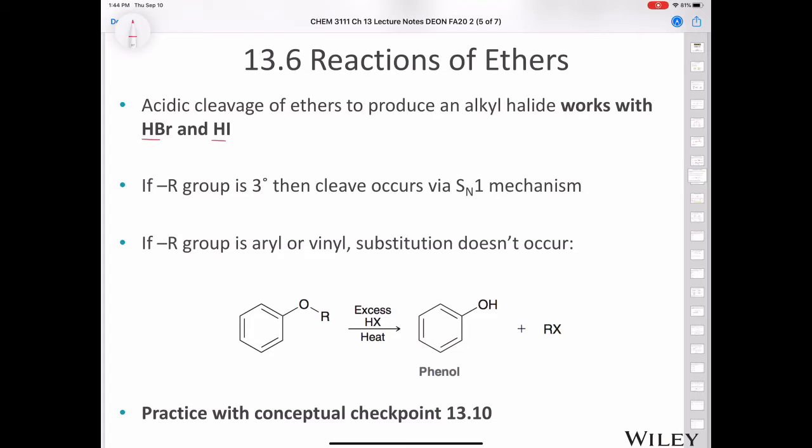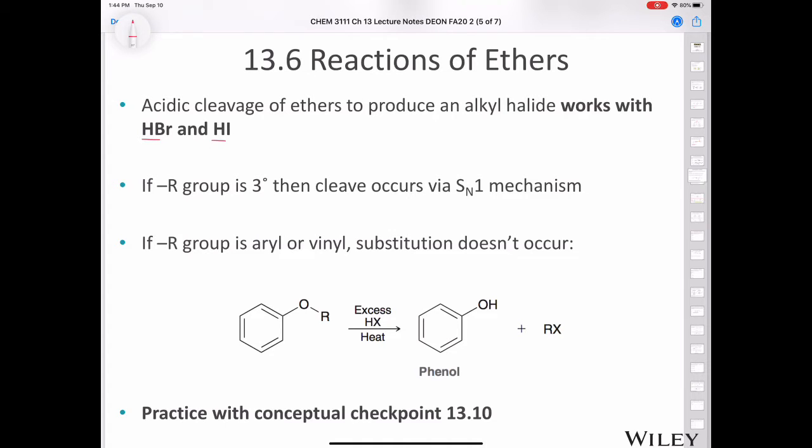it says here that if the R group on the ether is tertiary, then the cleavage is going to occur via an SN1 mechanism. If it's primary or secondary, it's going to occur via an SN2 mechanism. Now, if the R group is vinyl or aryl, we're not going to get any substitution whatsoever.